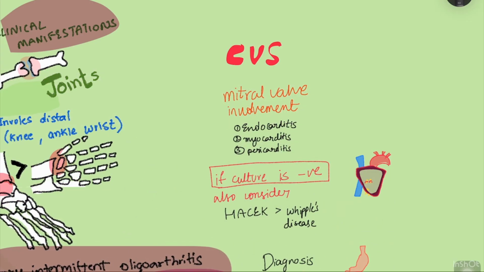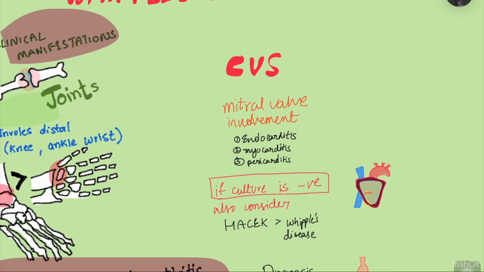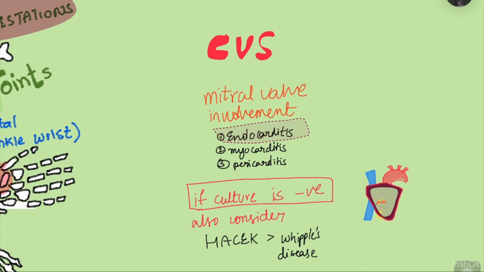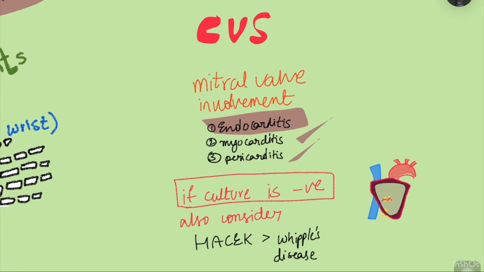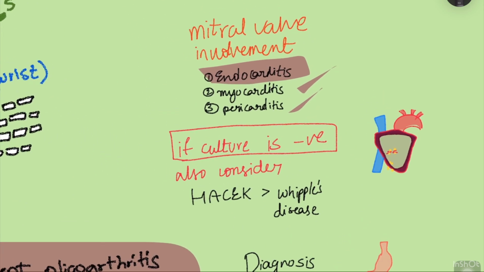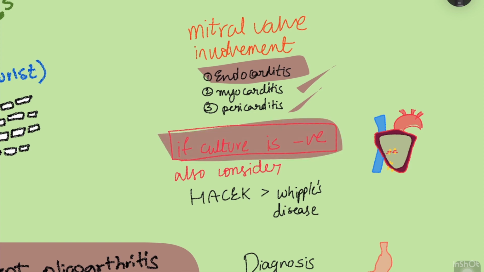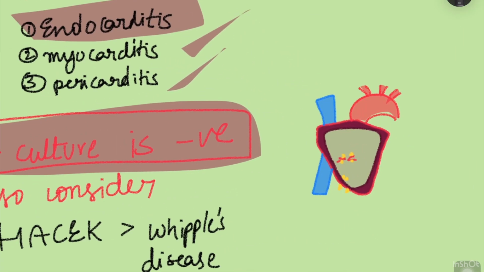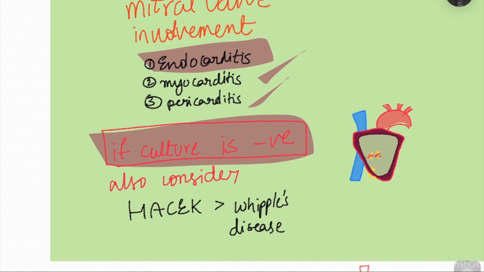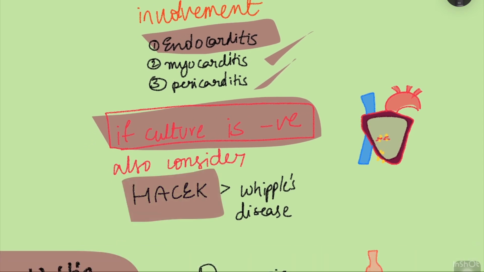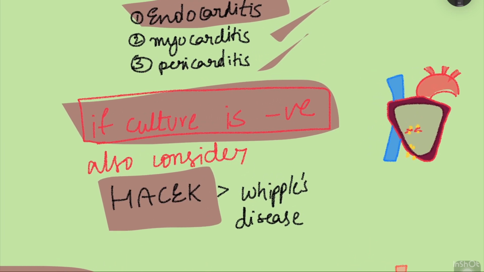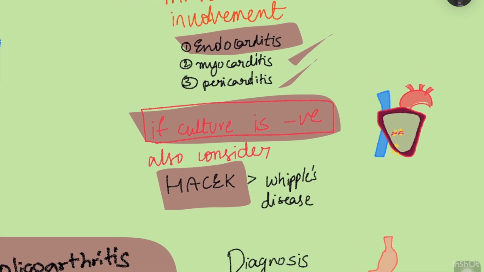Coming to the CVS, the mitral valve is involved. Endocarditis is affected the most, with myocarditis and pericarditis. As I said, culture will definitely be negative, but also when vegetations are present in the valve, you have to consider other organisms more than Whipple's disease. But you can have culture and biopsy and look under the microscope.